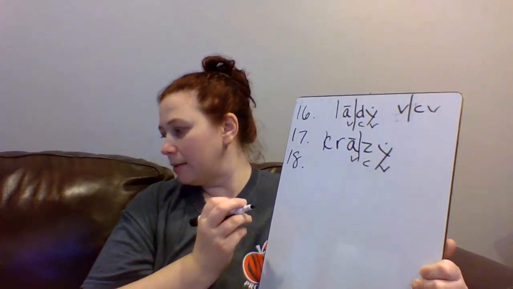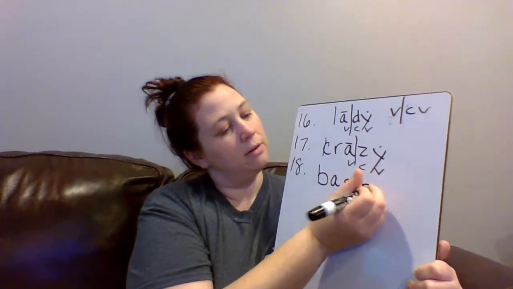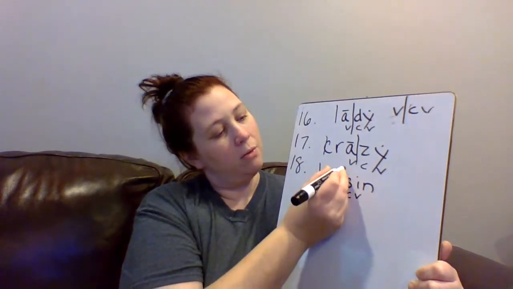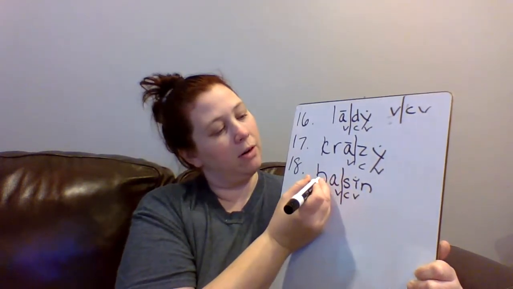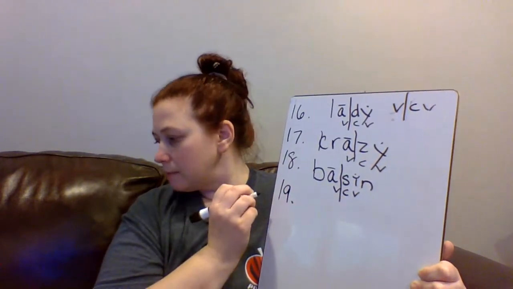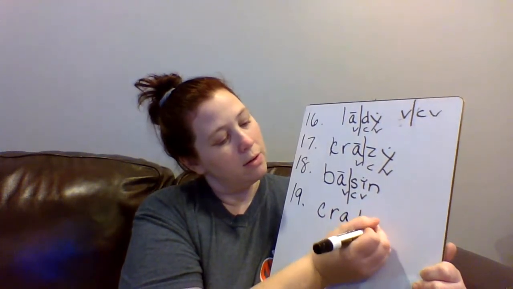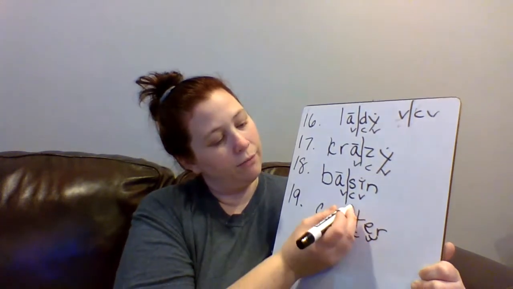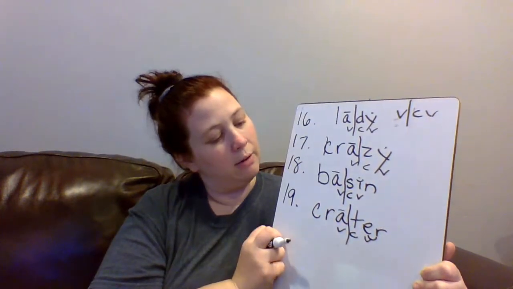Number 18, basin. Again, we have vowel, consonant, vowel. We're going to draw a line between the vowel and consonant. Our I just is vowel, consonant, gets a breve. And then here our A is open, it gets the macron. Number 19, crater. Here again, vowel, consonant, vowel, but we also have combination ER there. We're going to draw a line in between the A and the T. And our A is open, so it gets a macron.